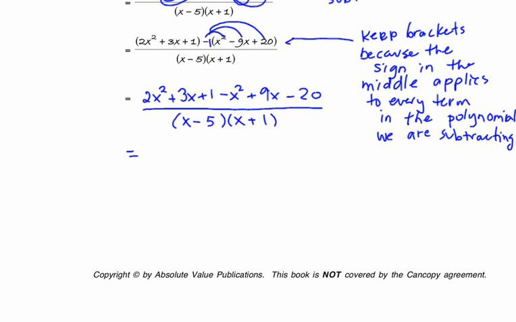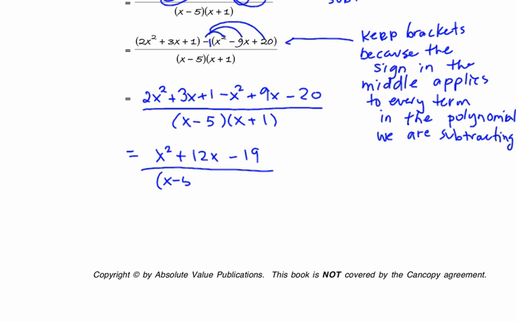Then you're free. Okay, let's simplify. 2x squared minus x squared is x squared, plus 12x, and 1 minus 20. Positive 1 minus 20 is negative 19.